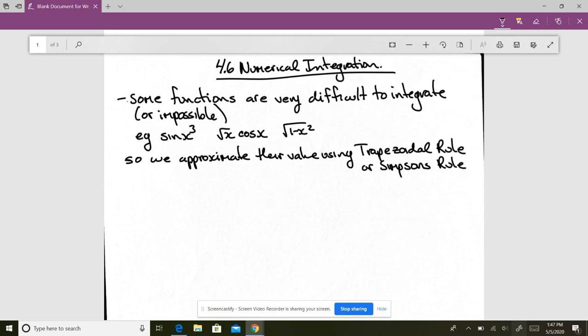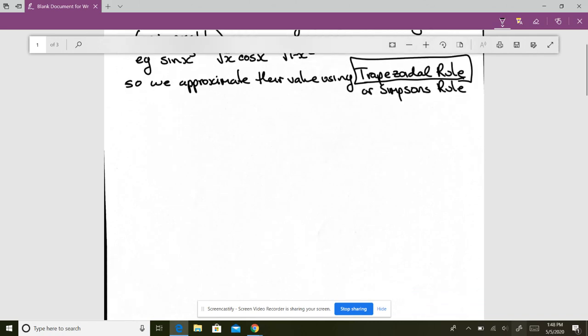So some functions are very difficult to integrate. There are many techniques for integration. We don't learn all of them in this class, obviously. But some are, even after you know all of them, still very hard. So we can approximate their value using what is known as the trapezoidal rule, or there's another rule called Simpson's rule. We are just going to focus on the trapezoidal rule for this class. And as the name implies, it is using trapezoids to approximate the area, sort of like how we used rectangles.